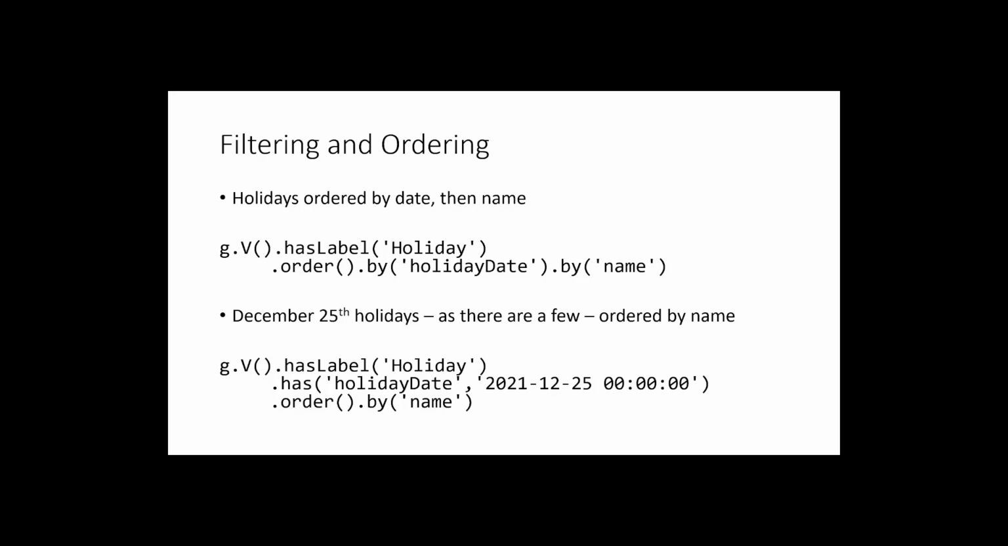Suppose we want to filter for just the December 25th holidays, as there are quite a few. We want to order those by name. We get the vertices, filter it down first, and then call the order. So we did a hasLabel holiday to focus specifically on the holidays. Then we kept only the ones that have the holidayDate property set to December 25th, 2021. Then we ordered it by the name property.